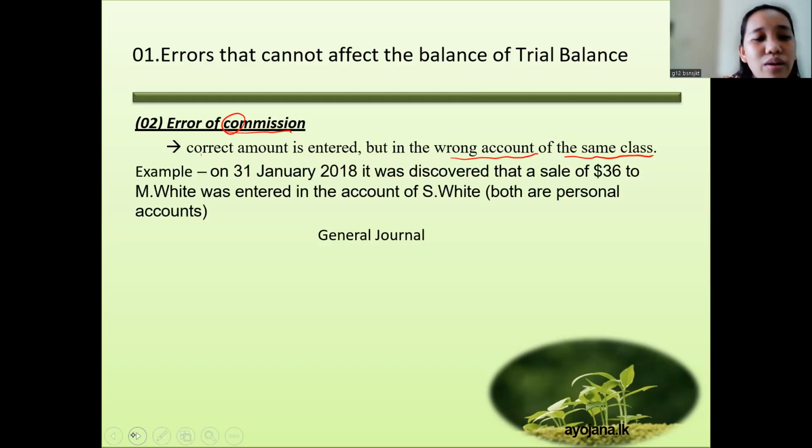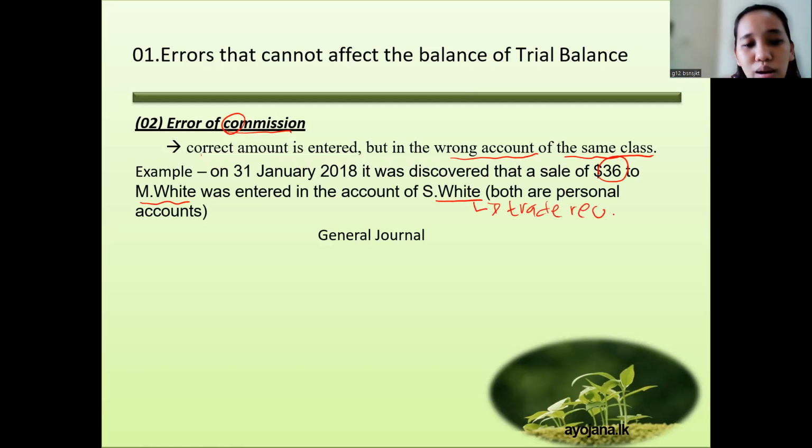For example, on 31st January 2018, it was discovered that a sale of $36 to M. White was wrongly entered in the account of S. White. The right entry is M. White, but you wrote it in S. White. So it's a different account, but even though they are different, they are still in the same class. Both of them are trade receivables.